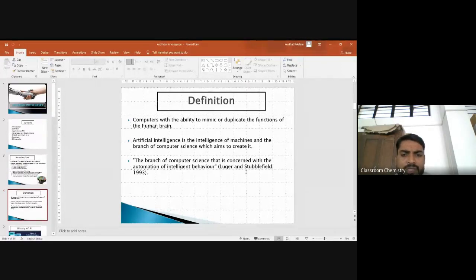Then the next definition: artificial intelligence is the intelligence of machines. It is not human, it is the intelligence of machines, and the branch of computer science which aims to create it. The branch of computer science that is concerned with the automation of intelligent behavior. Generally, it is completely related to computer science. Finally, we reach the conclusion of the computer. That is, there is too much importance in artificial intelligence regarding computers.